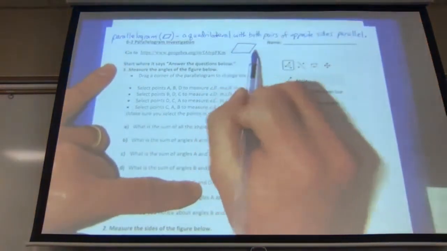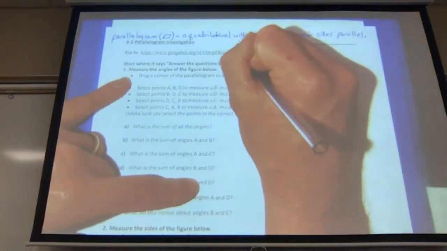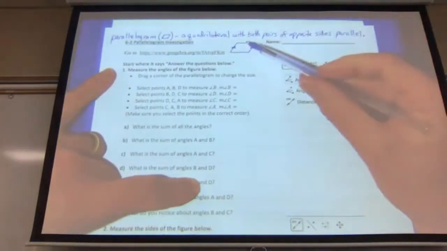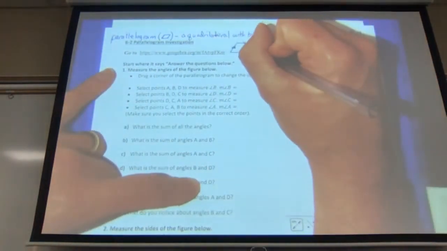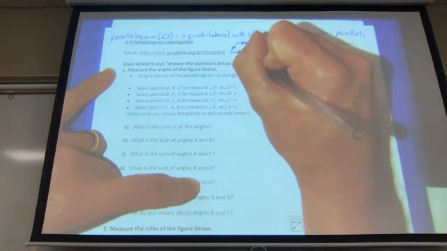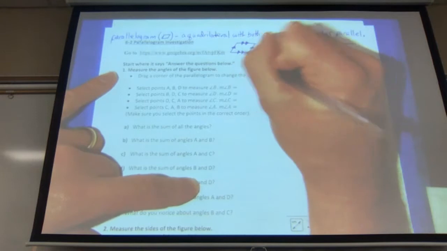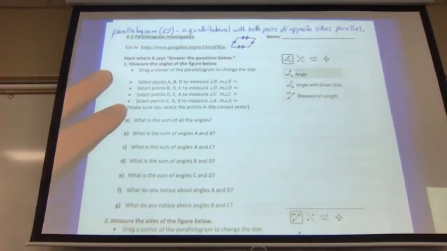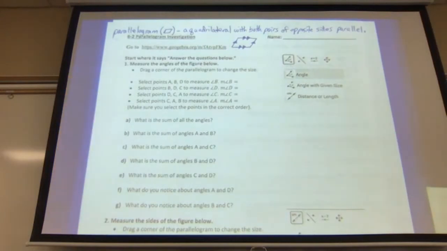So the left and the right hand sides are parallel. To show that, I'm going to put a little flag on each side. And then the top and the bottom are also going to be parallel. So I'm going to put 2 flags on that. So that's the definition of a parallelogram. That's kind of what you want to think about as you're working your way through this GeoGebra activity.